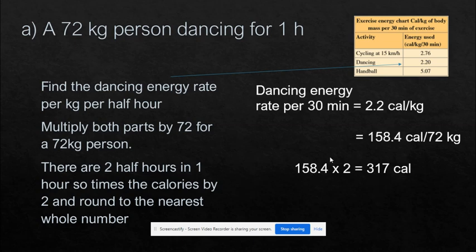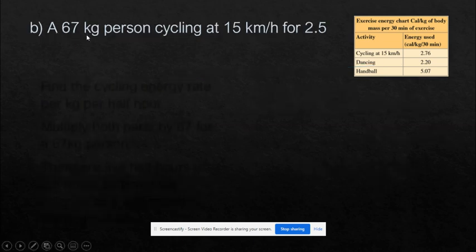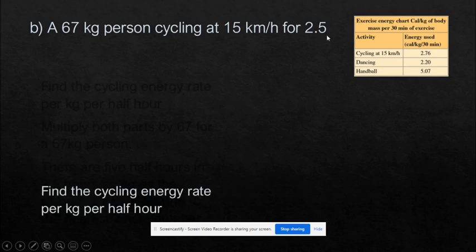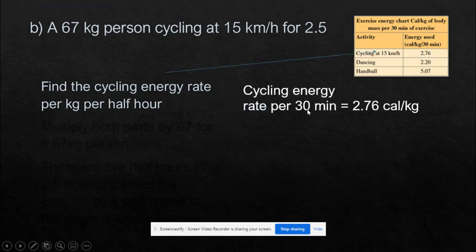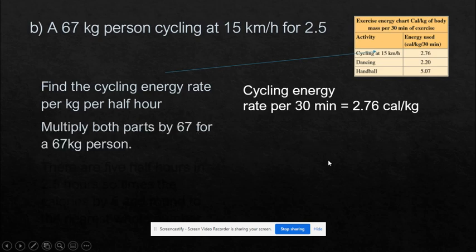Let's do another example. A 67 kilo person cycling at 15 kilometers an hour for 2.5 hours. That's what I should say. Find the cycling energy rate. So we have a look. Okay, so it's 2.76. We know that for 30 minutes, it's 2.76 calories per kilo. We know that they are 67 kilos. So we times our kilos by 67 and we times our calorie side by 67, multiply both parts, and we get 184.92 calories for 67 kilos.